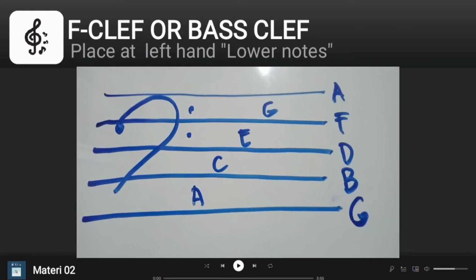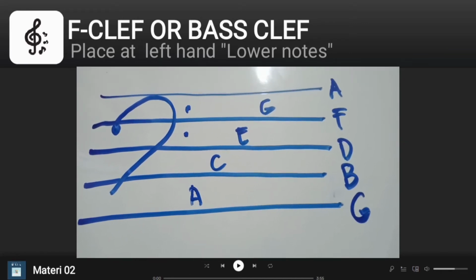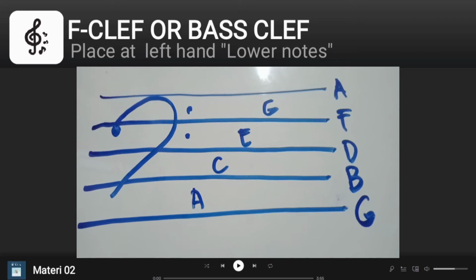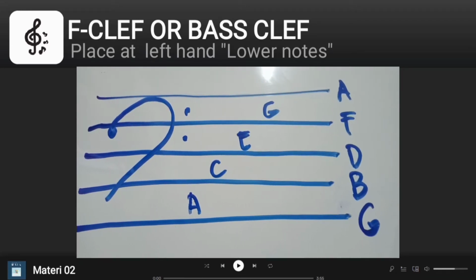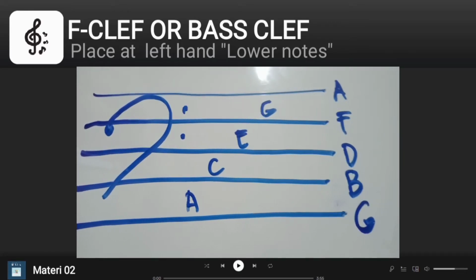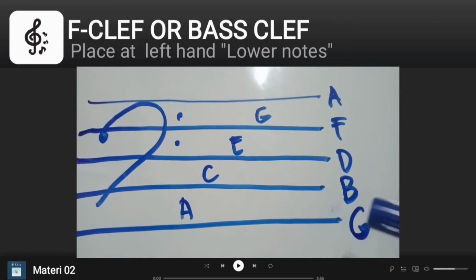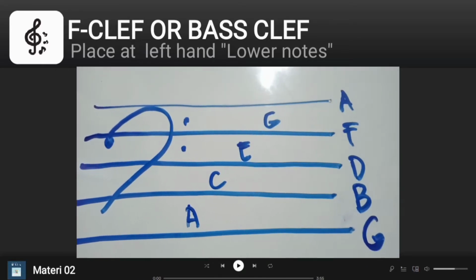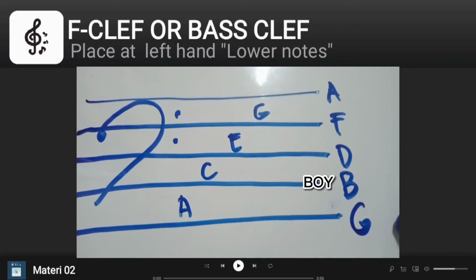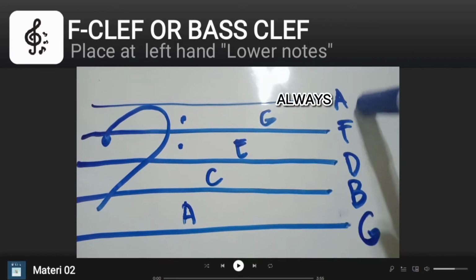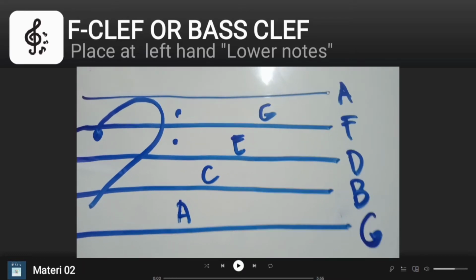Okay, next is the F clef or the bass clef. So, parang kanina yung sa G clef, meron silang mga kanya-kanyang names, yung mga lines and spaces. So, dito naman sa F clef, kung ang G clef ay meron siyang Every Good Boy Does Fine sa lines niya, dito naman sa F clef ay meron siyang Good Boy Does Fine Always. So, meron na siyang A, which is always. Good boy does fine always.